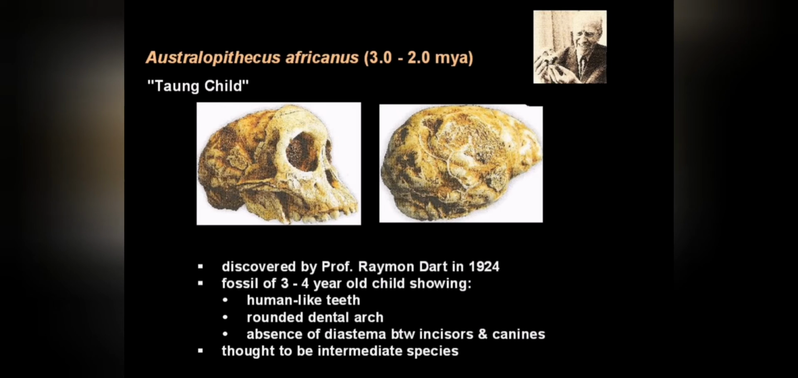This skull is of the Taung child, which is a fossil skull that was discovered by Professor Raymond Dart. This skull is of a child, and the teeth again are human-like. The dental arch is a bit more rounded. There is no diastema. So again, it's believed to be an intermediate species between apes and modern humans.